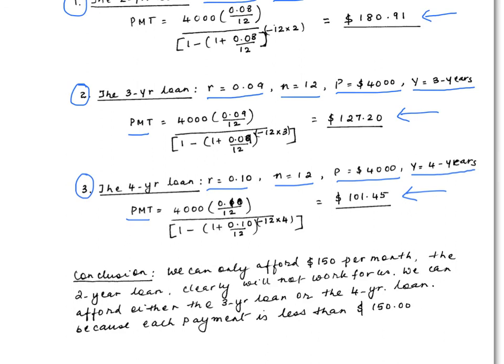So now, since we can only afford $150 per month, the first option, if you remember, is $180.91 as a monthly payment. So that we cannot afford. That's not an option. Now look at the other two. $127.20, that's affordable. It's below our budget, which is $150 a month. And the other monthly payment is $101.45, which is again well below our $150 per month. So either the 3-year loan or the 4-year loan would work for us and keep us within the $150 that we can afford per month.